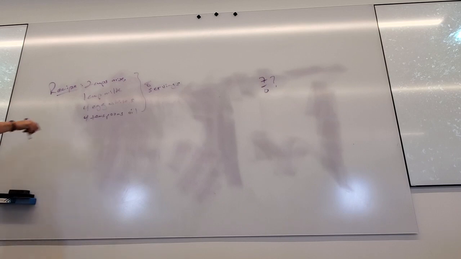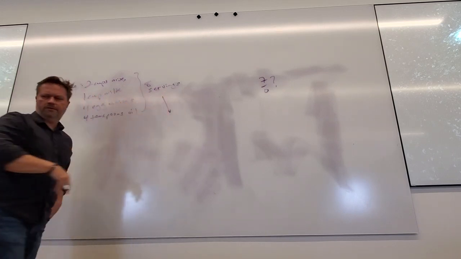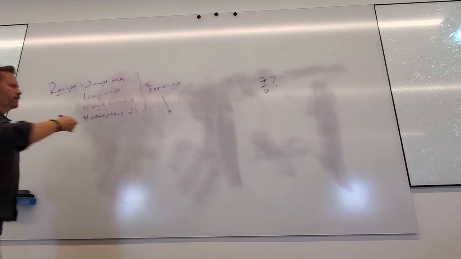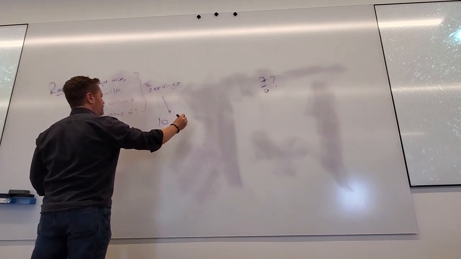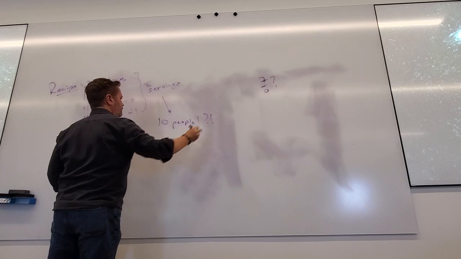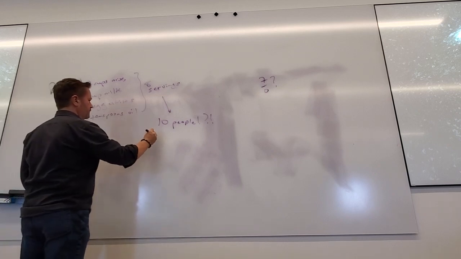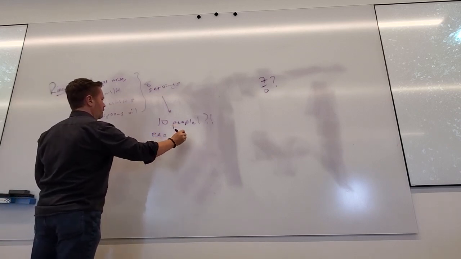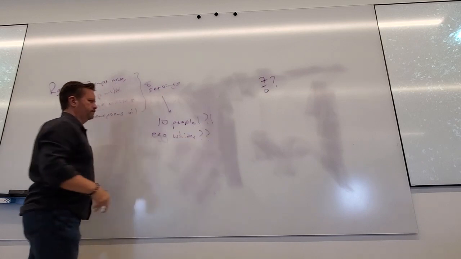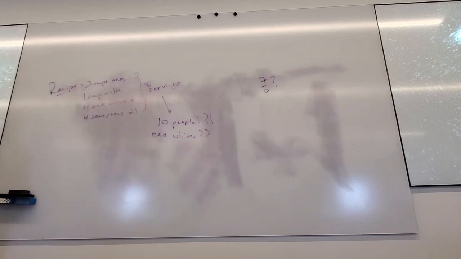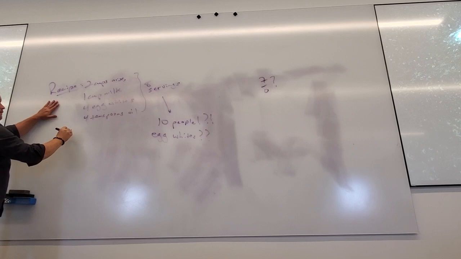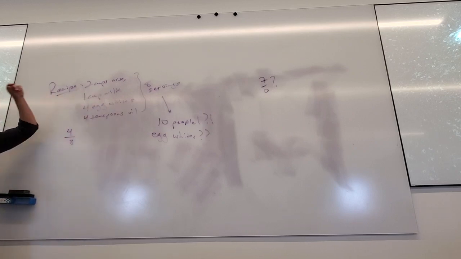What if I got 10 people coming over, so I want 10 servings? How many egg whites would I need? So what is the current ratio of egg whites to servings? 4 to 8. Yeah, 4 egg whites to 8 servings. Is that cool?